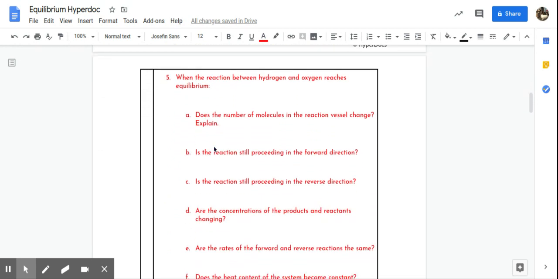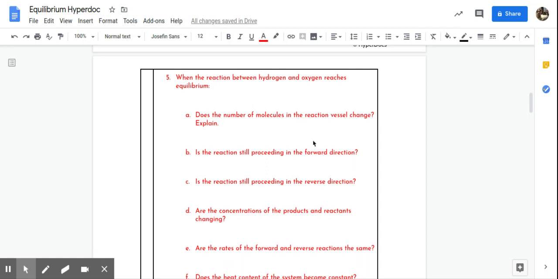When the reaction between hydrogen and oxygen reaches equilibrium, so going back to the plant, that means it's at 100. So it reaches equilibrium, and we want to maintain it. Does the number of molecules in the reaction vessel change? This is just taking our Acme plant and changing it into a chemistry situation. So the number of molecules here would be the people. The reaction vessel would be the plant. So we've already answered this question if you rephrase it. Does the number of molecules in the reaction vessel change means does the number of people in the plant change?